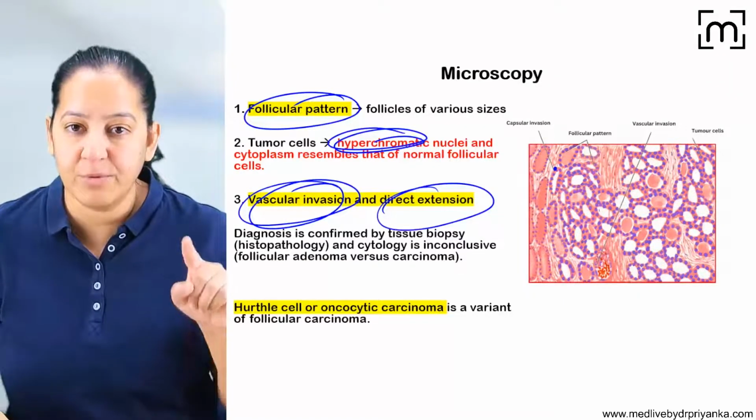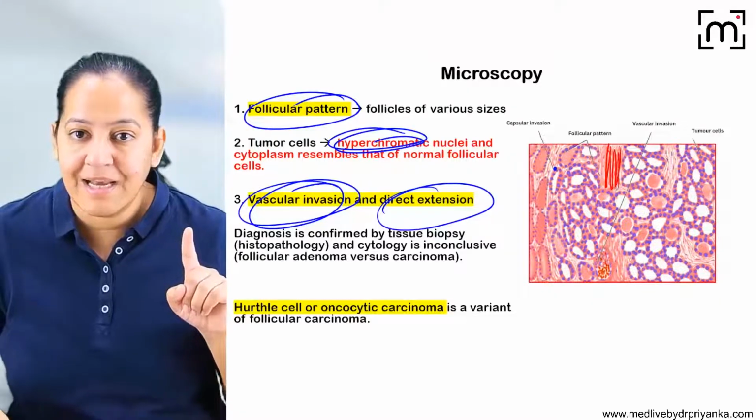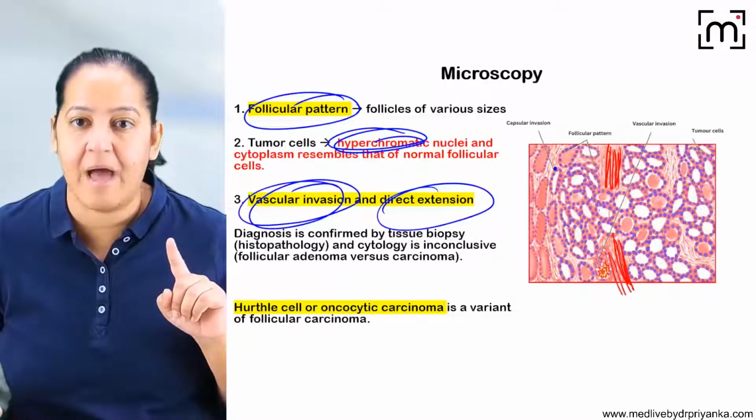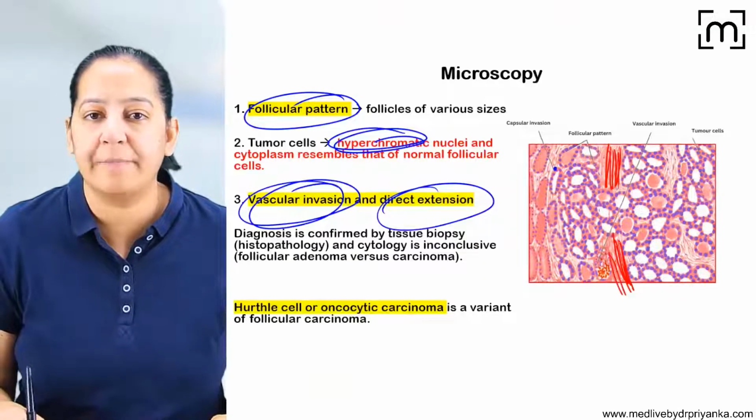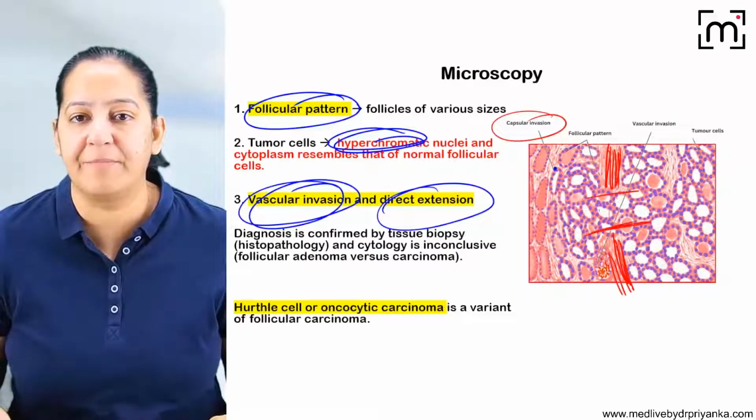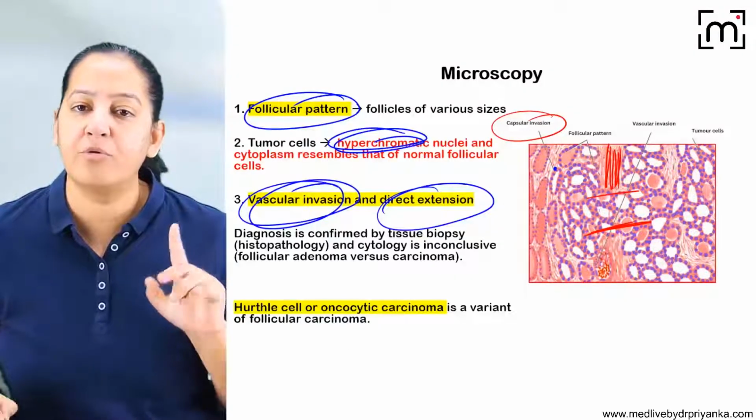So how to draw a capsule? You have to draw the pink color fibers. Label it as capsule and please try to draw the tumor cells infiltrating the capsule. So capsular invasion is very common. You can appreciate it as infiltrating. Number one. Number two, draw a blood vessel.